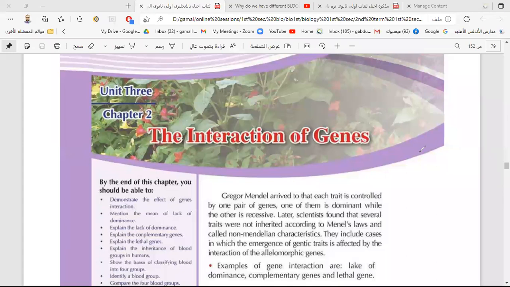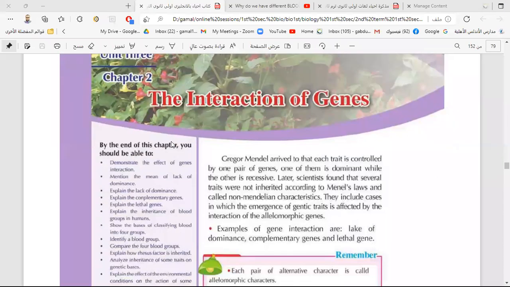Inshallah, today in biology session, we'll continue discussion in chapter 2, interaction of genes. We started talking in the last session about the non-Mendelian traits, the traits which are not following the laws of Mendel. Not all characteristics are inherited by Mendel's laws.